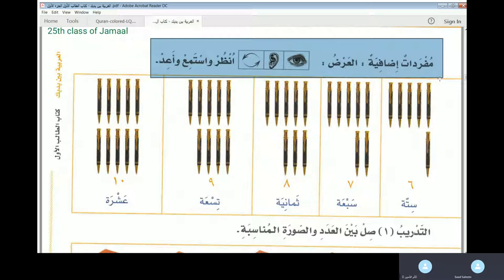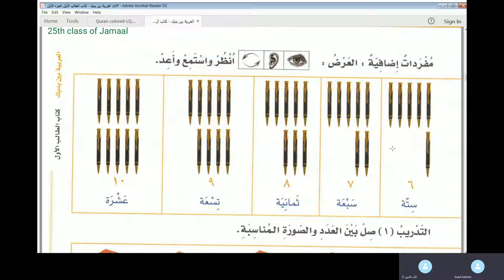Extra examples, more examples, extra vocabulary. Look, listen and see. Look and listen and see.